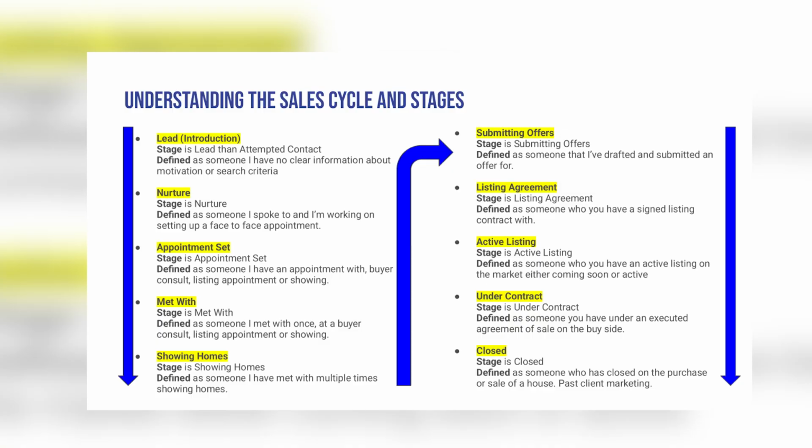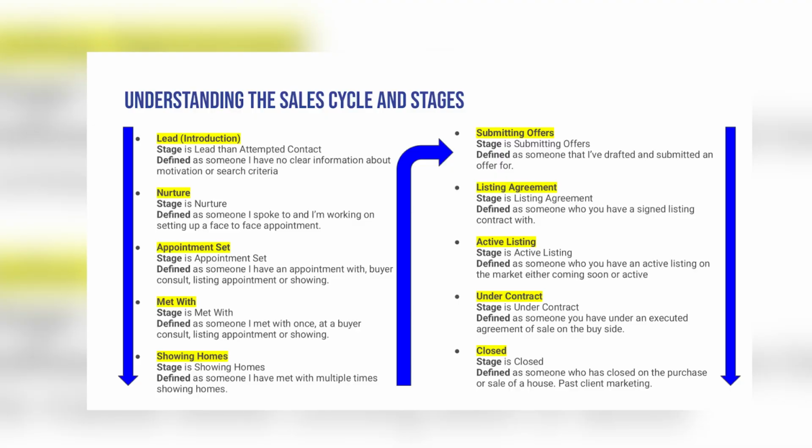Then you have appointment set. This is one of the biggest inflection points in the process where you're setting an appointment to meet up with someone face-to-face, whether it's a showing, a buyer consultation, or ideally a listing appointment. That's one of the hardest stages to get to. And then getting that appointment to happen, which is the next one, met with, the appointment actually shows. Someone that you got face-to-face with, could be a buyer consult, could be a listing, could be a showing, and you're trying to help them make a real estate decision. Then it's going to diverge based on being a buyer or a seller.